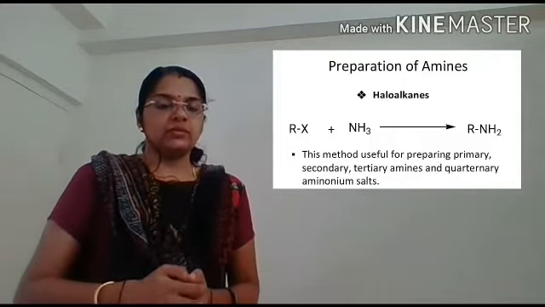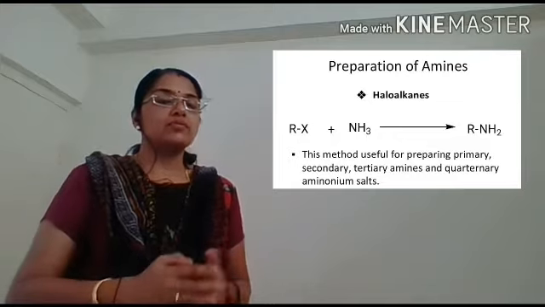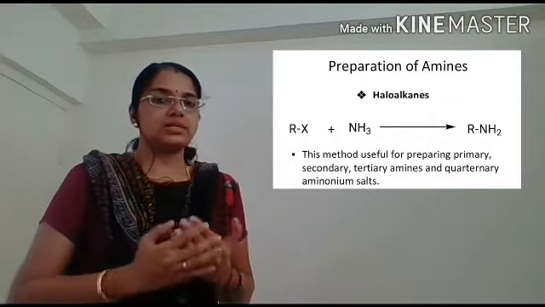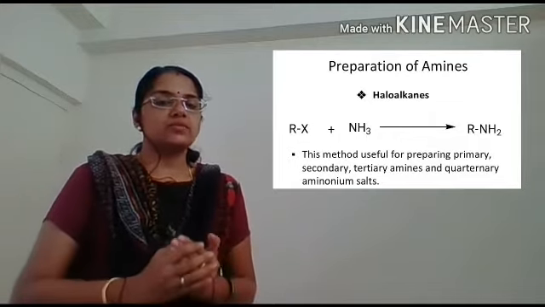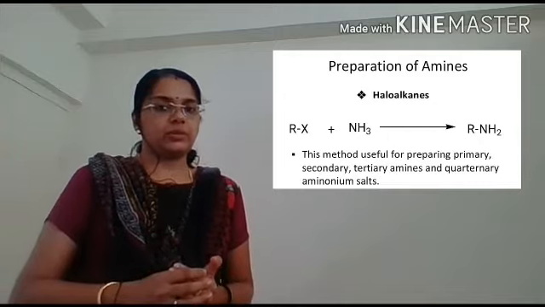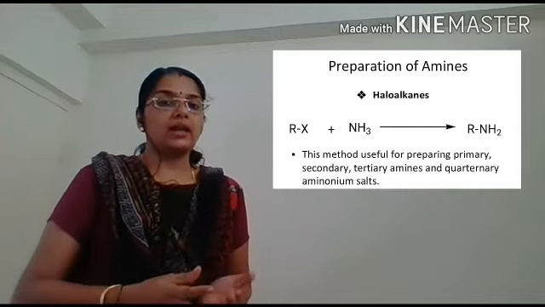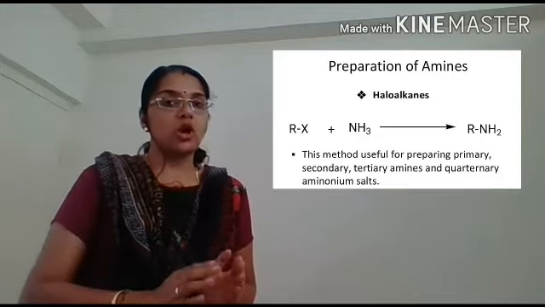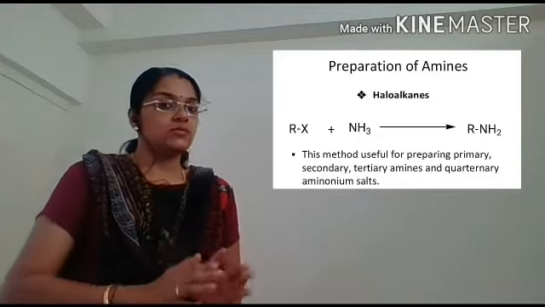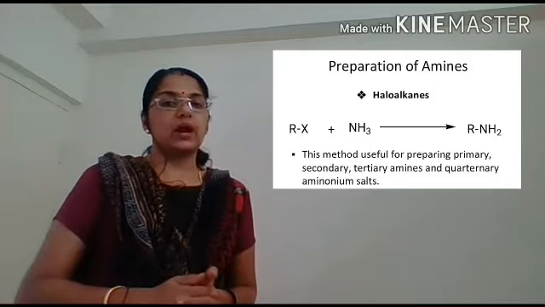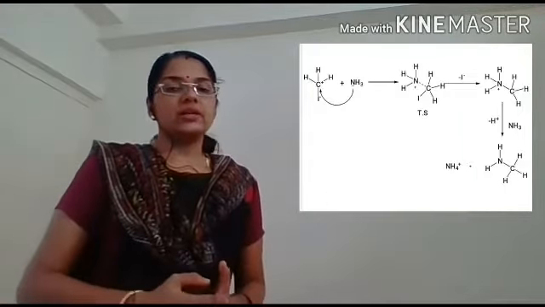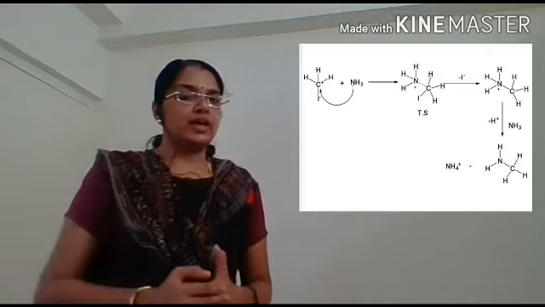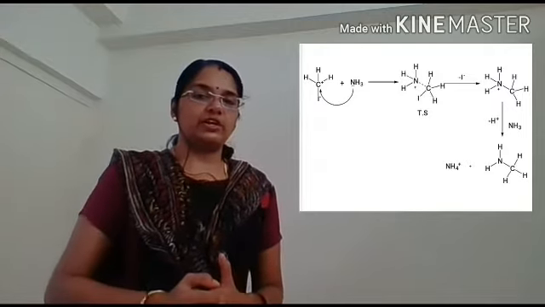amine. One important point to note is that if the ammonia concentration is high, then the reaction will stop at primary amine. But if the alkyl halide or haloalkane concentration is high, the reaction will not stop at primary amine. It will continue up to quaternary ammonium salt. Let us see the mechanism of the reaction by taking an example of methyl iodide.